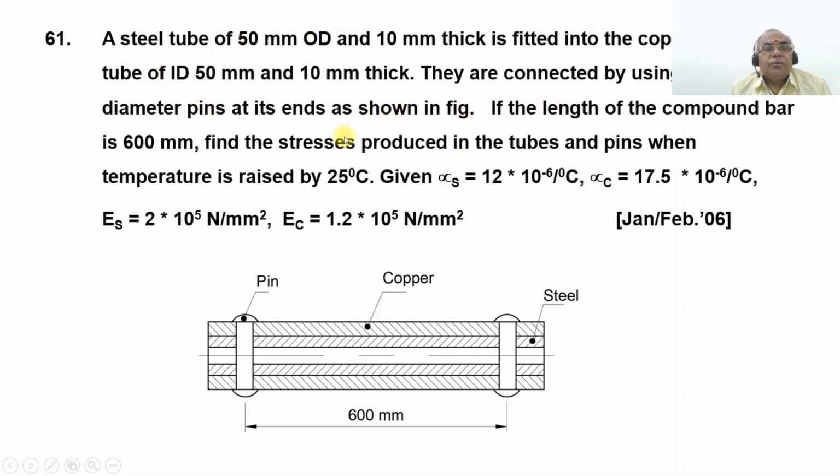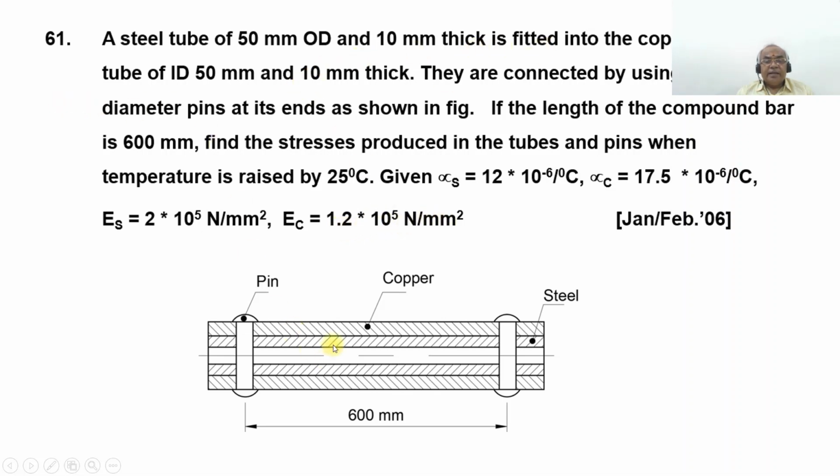So if the length of the compound bar is 600 mm, find the stresses produced in the tubes and pins when the temperature is raised by 25 degrees centigrade. Given alpha S is 12 into 10 to the power of minus 6 per degree centigrade, alpha C equals 17.5 into 10 to the power of minus 6 per degree centigrade. Young's modulus of steel is 2 into 10 to the power of 5 Newton per mm square, and Young's modulus of copper EC will be equal to 1.2 into 10 to the power of 5 Newton per mm square.